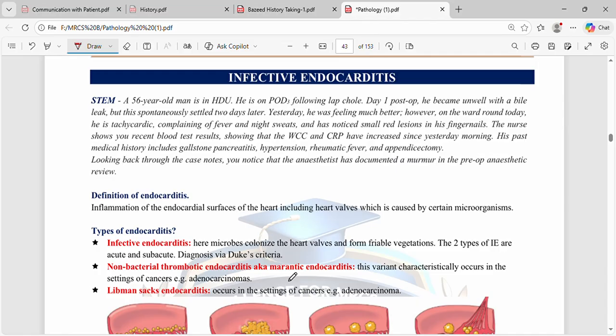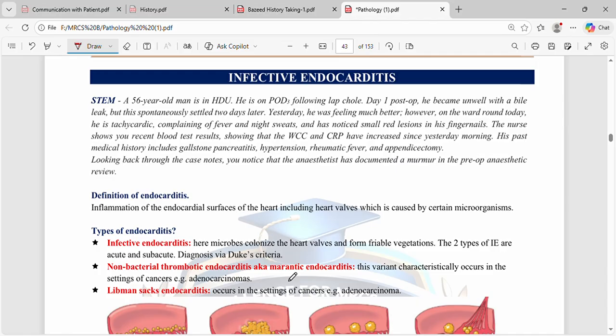Looking back through the case notes, you notice that the anesthetist has documented a murmur in the pre-op anesthetic review. So, it is a famous triad in medicine that whenever there is a new onset of murmur with fever and raised WBC, this is most probably infective endocarditis.